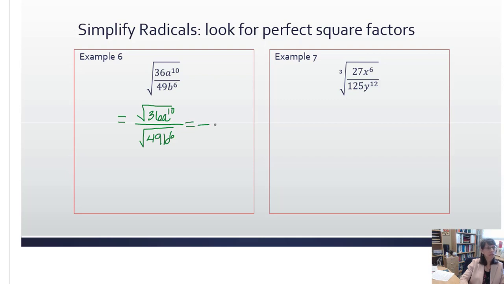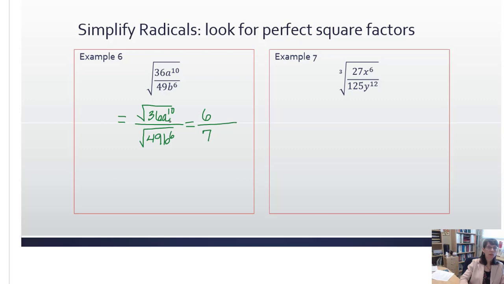times 6. So we know at least 6 will clear that radical in the numerator. With 49, I know that 7 times 7 makes 49. So 7 will clear the denominator.